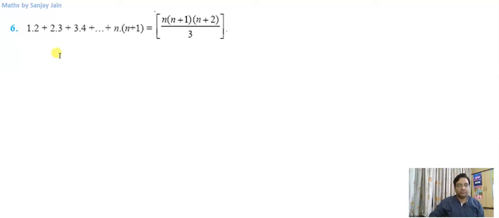The next question is also on the same pattern. We will follow the same algorithm that we have learned. So first of all, we will check it for n equal to 1. Let's consider this statement to be p of n.